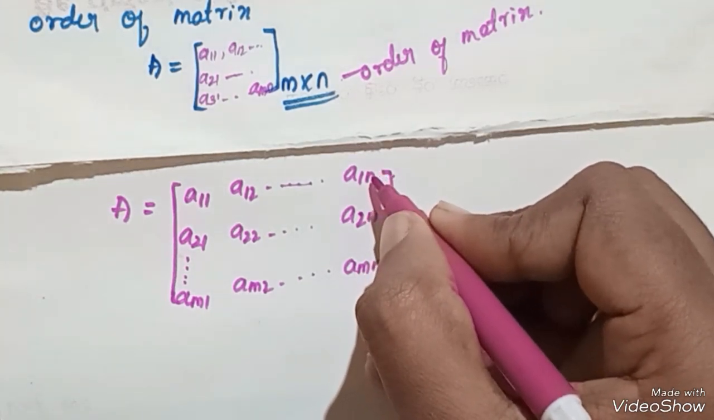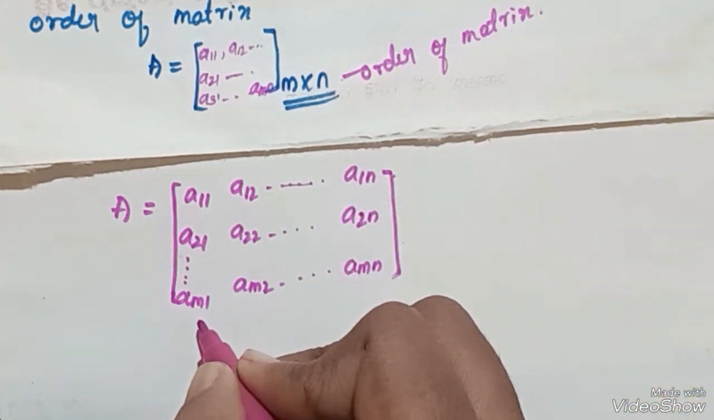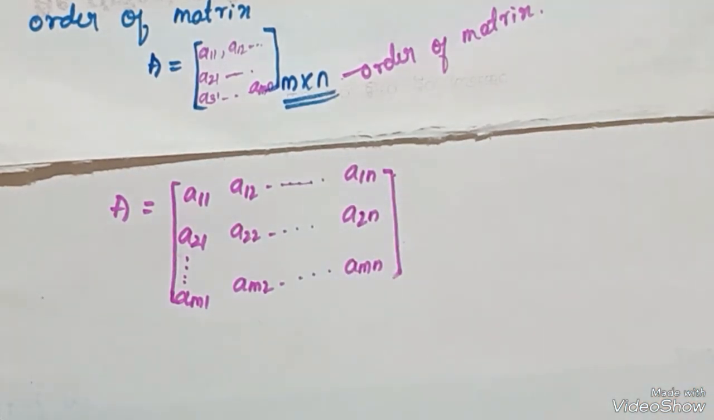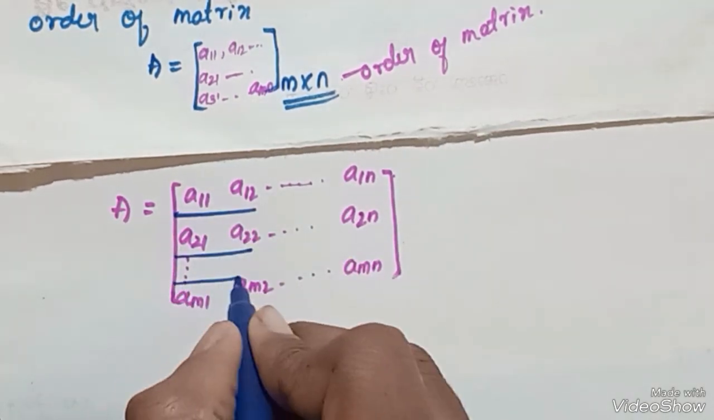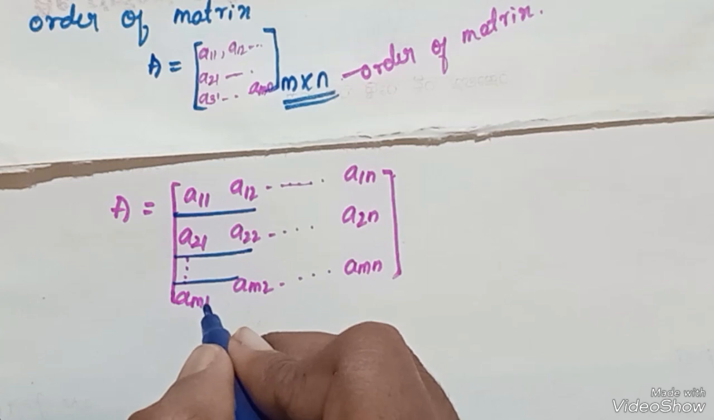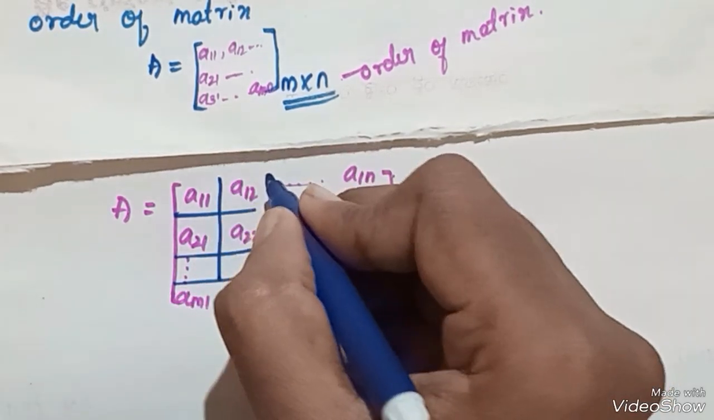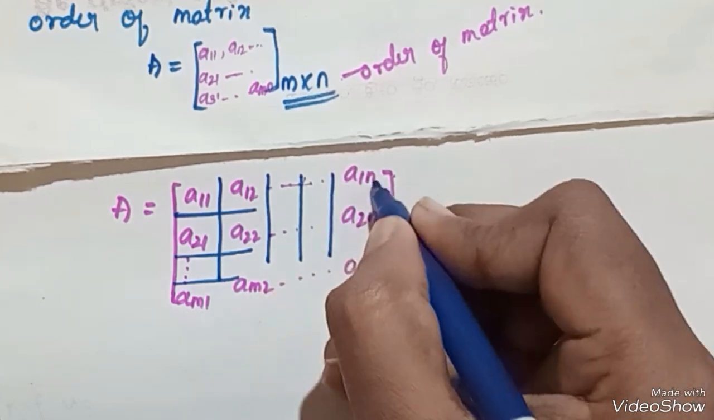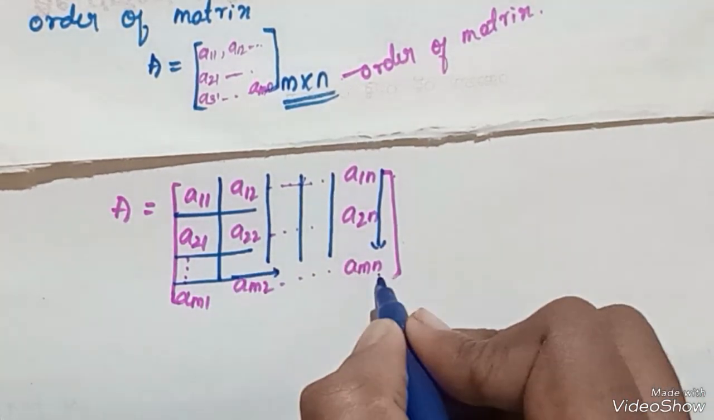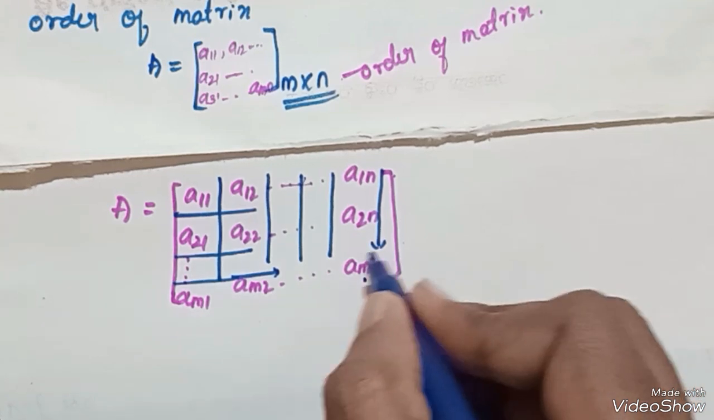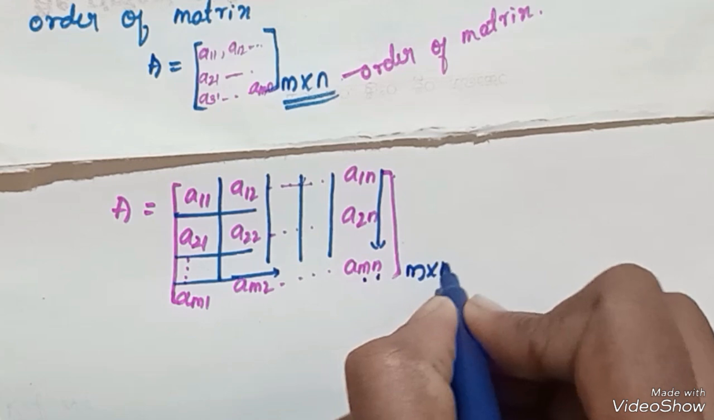Here n represents the number of columns and m represents the number of rows. There are m rows because exactly we don't know how many rows there are. Here n is the number of columns. The last element will be amn. So this is called the order, m into n.